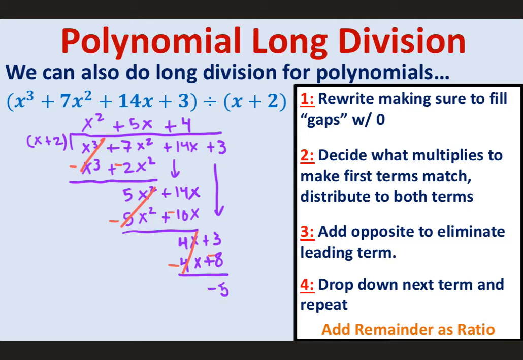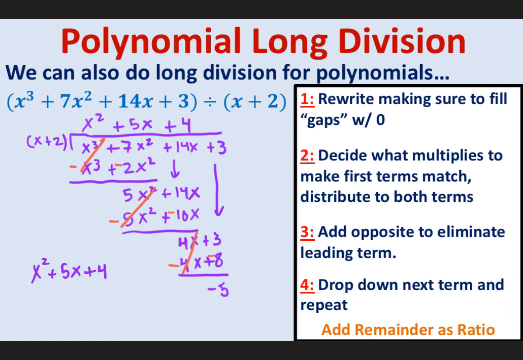When you get to this point, you notice I have nothing left to drop down. This is what we're going to call our remainder. Now, we write our remainder a little bit differently. To write our answer, we're going to rewrite our answer down here. We're going to say x squared plus 5x plus 4.